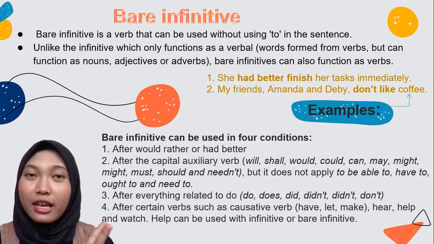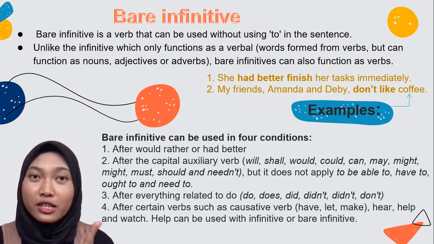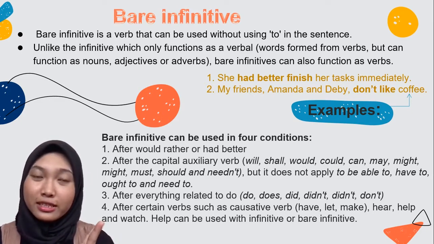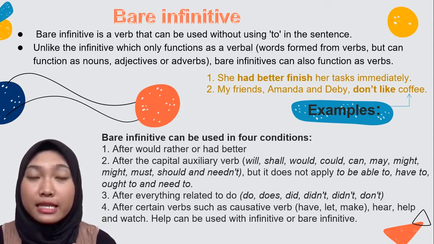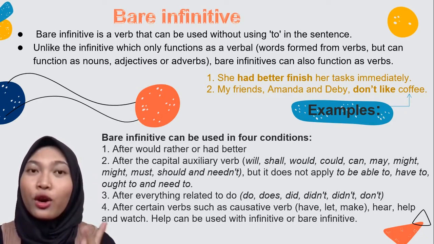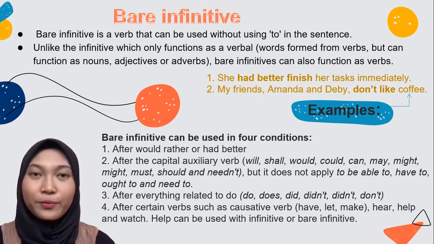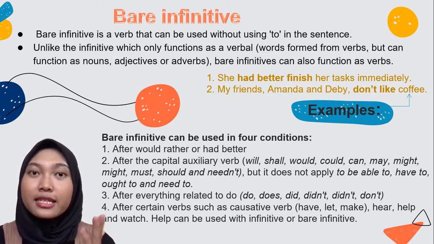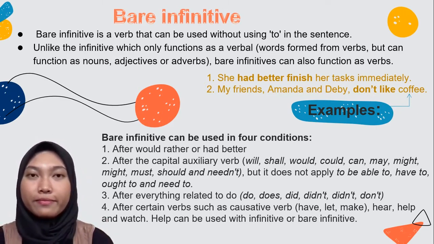The second, after the modal auxiliary verbs, for example, will, can, must, and others. But it does not apply to be able to, have to, ought to, and need to. The third, after everything related to do: do, did, does, didn't, and don't.